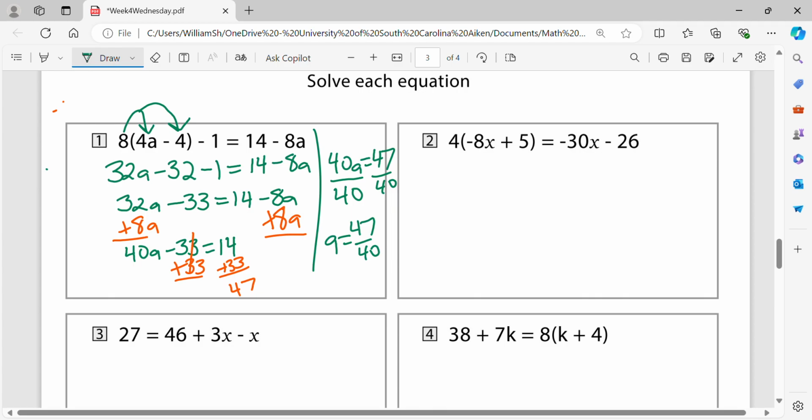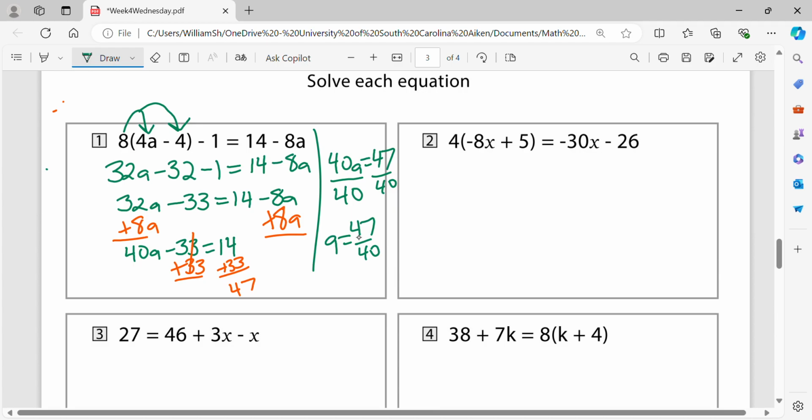So, strategy here. I am moving my smaller variable to my bigger variable, and then I'm moving everything else to the other side and getting that variable by itself. Started out with a simplification, simplify, move the smaller variable over to the bigger variable, move everything else to the other side, and then try to cancel everything out of that a. All right, let's try number 2.